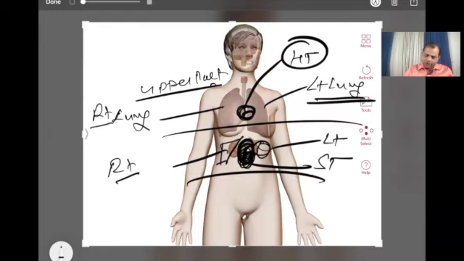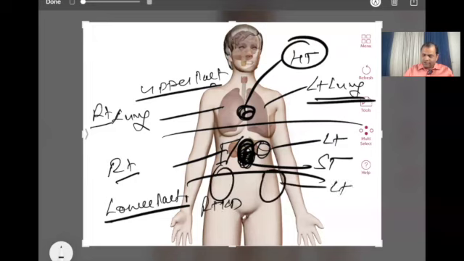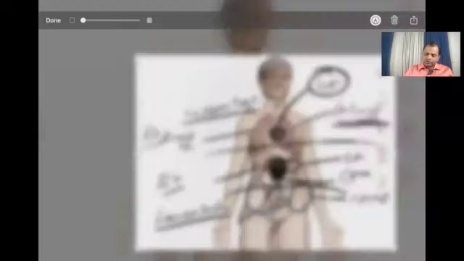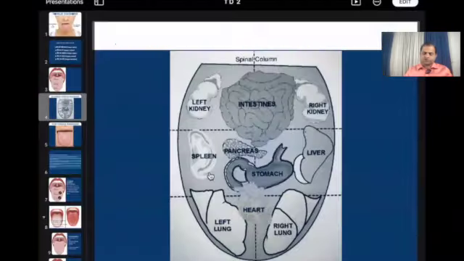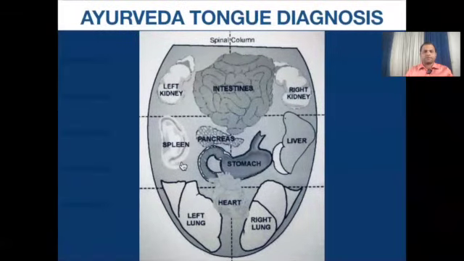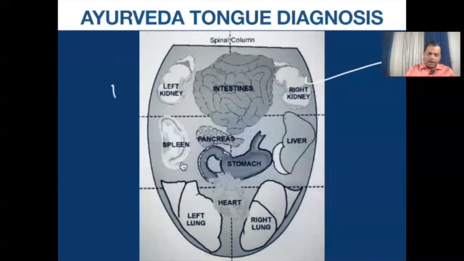Now we are going to the lower part. In the lower part, we have the right kidney. On the left side, we have the left kidney. And in between, we have the intestine. So we have all the structures in the body in the same way on the tongue. So now again, do the imagination. This is the right kidney. We are looking at the mirror image. This is the left kidney. In between, we have the intestine.